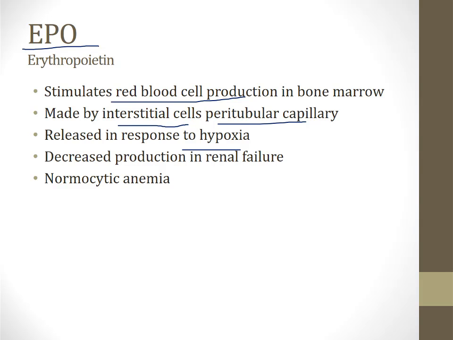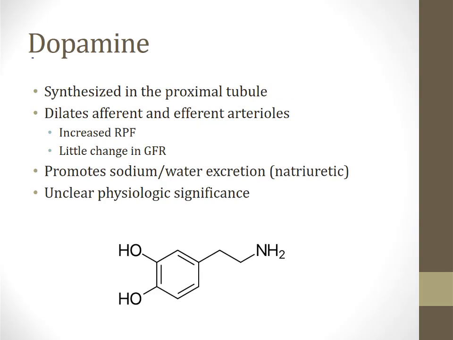And one of the consequences of the fact that the kidneys make EPO is that there's poor EPO production in renal failure, and that's why patients with chronic kidney disease often develop a normocytic anemia. They are underproducing EPO. I'll finish by mentioning dopamine.